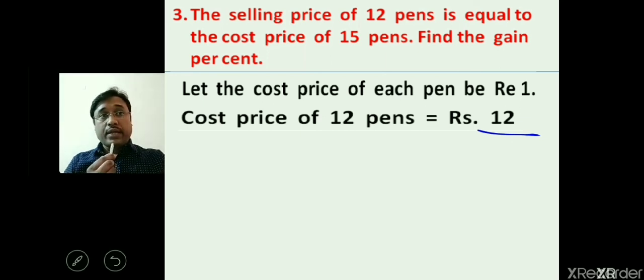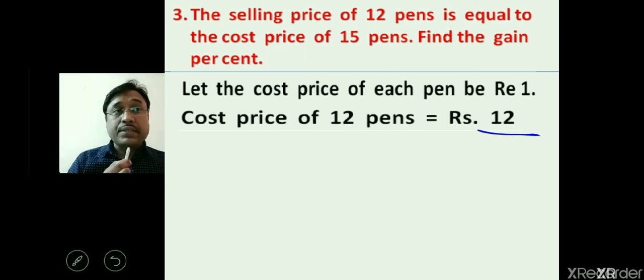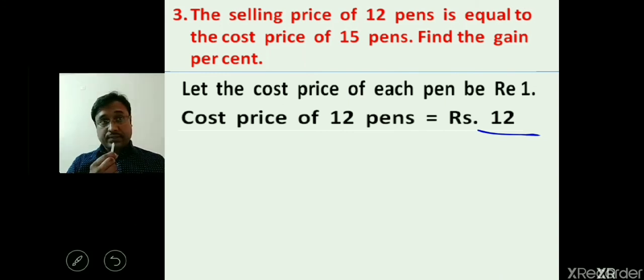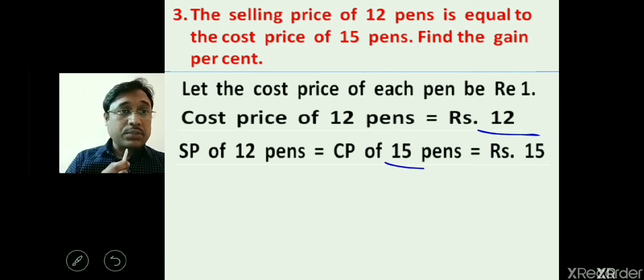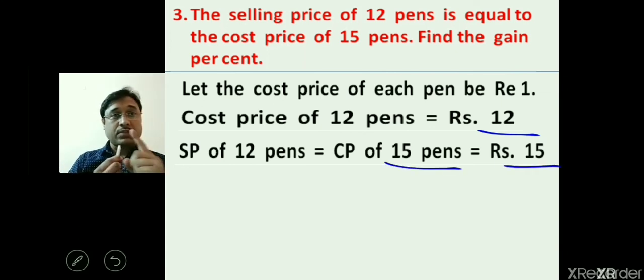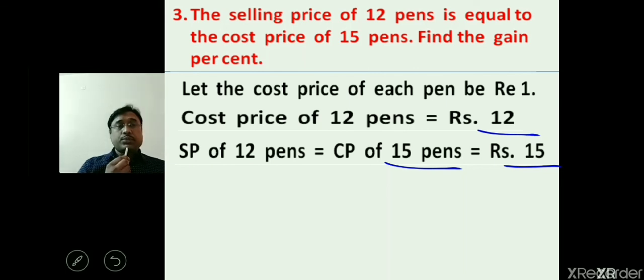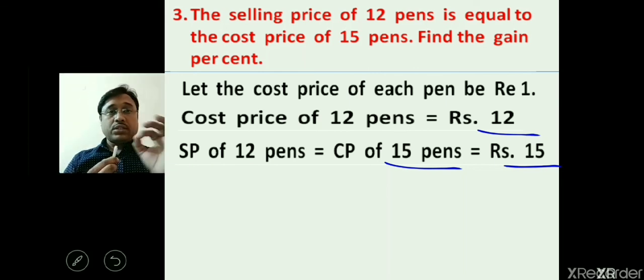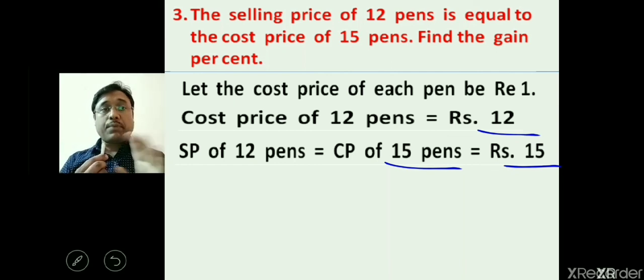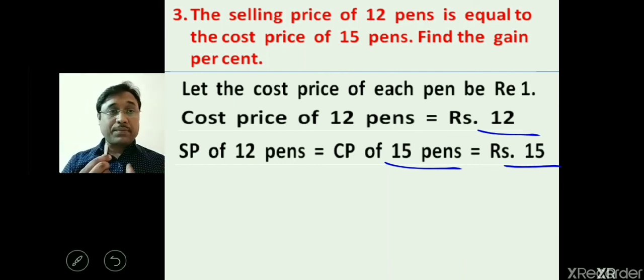In the question it is written that the selling price of 12 pens is equal to the cost price of 15 pens. The cost price of 15 pens is rupees 15, because we know that the cost price of each pen is rupees 1. So the cost price of 15 pens will be rupees 15 here. Now only think about the 12 pens, just forget the 15 pens.